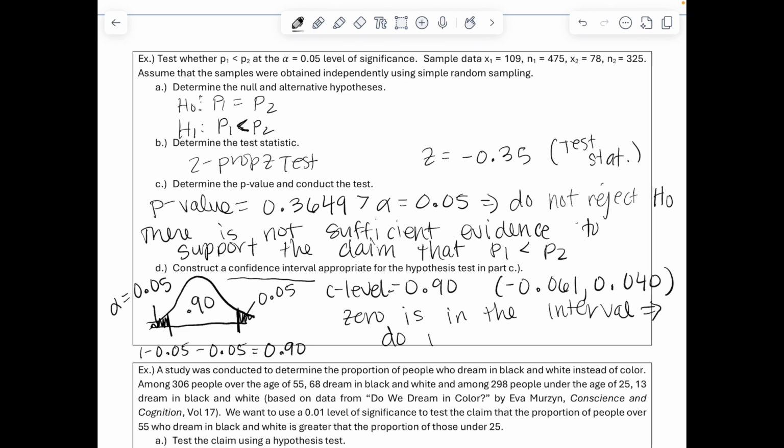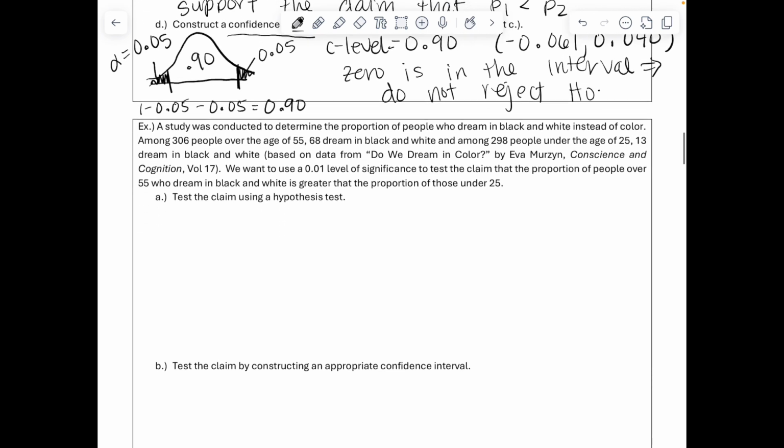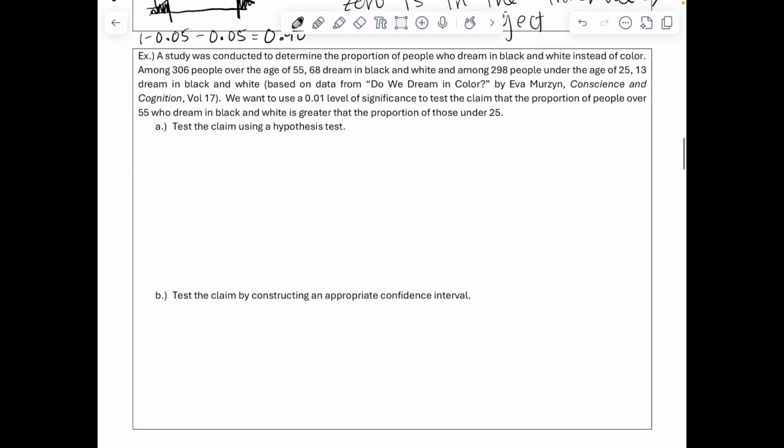And this means we do not reject H naught. So we have another word problem underneath this. And this example says, a study was conducted to determine the proportion of people who dream in black and white instead of in color. Among 306 people over the age of 55, 68 dreamed in black and white, and among 298 people under the age of 25, 13 dreamt in black and white.